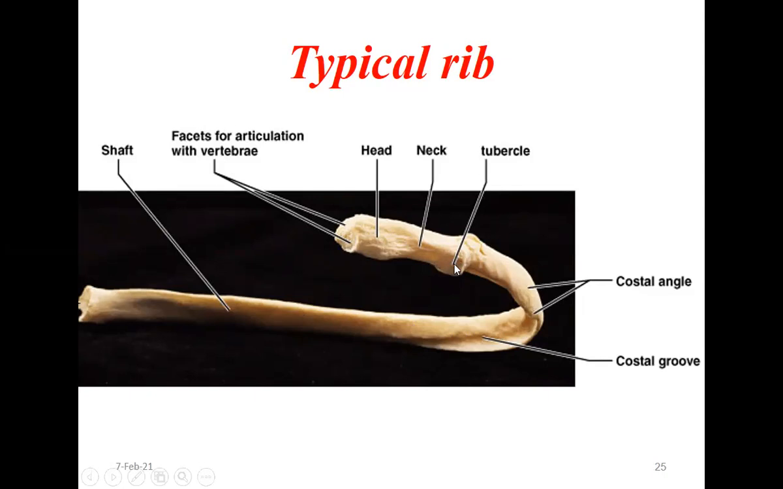Within the shaft, you can see some important structures. Here you can see something called the tubercle, and this is called the costal angle. This bending, where it is bent, is called the angle. Costal means rib, angle because it is bent. Then inside we can see there is a groove here. This is called the costal groove. So mainly you should know the head, neck, and the shaft of the rib. Okay, so this is the head of the rib, this is the neck and the shaft.